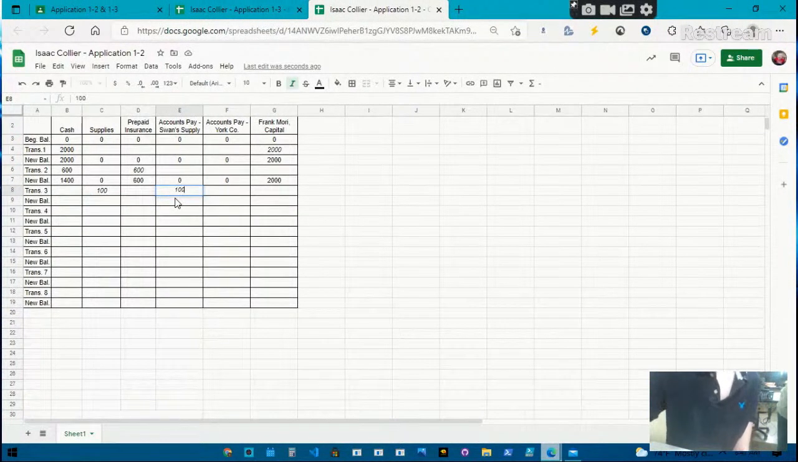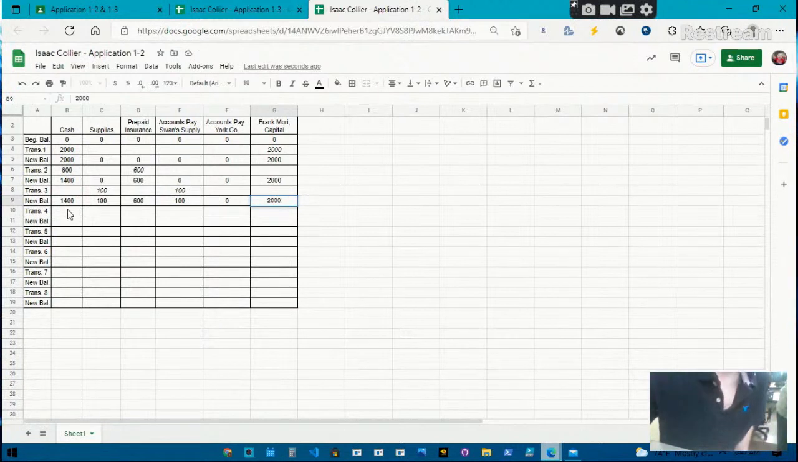100. So, did it affect cash? No. So we're going to bring down our 1,400 to that new balance. We're going to bring 100 down. We're going to bring the 600 down because nothing affected those. We're going to bring the 100, bring 0, and we're going to bring 2,000. Make a little bit more sense?